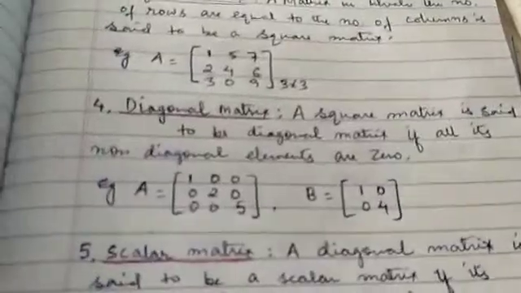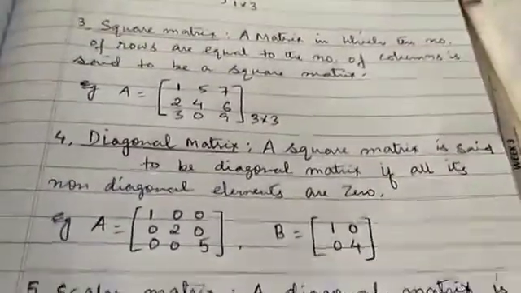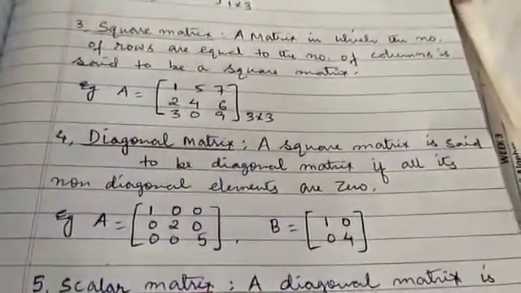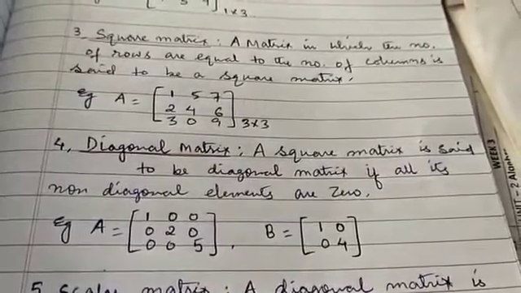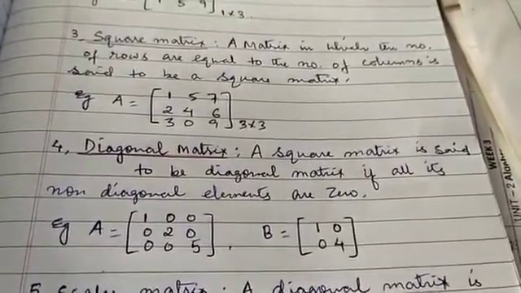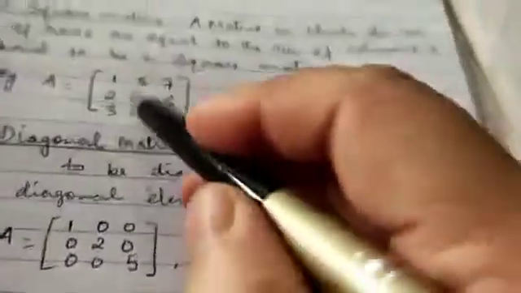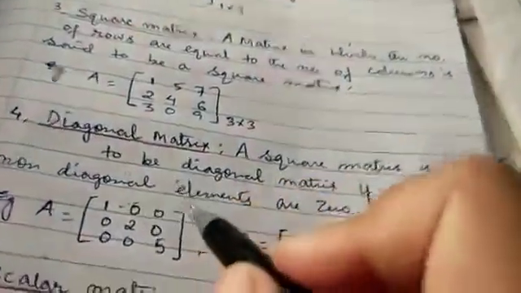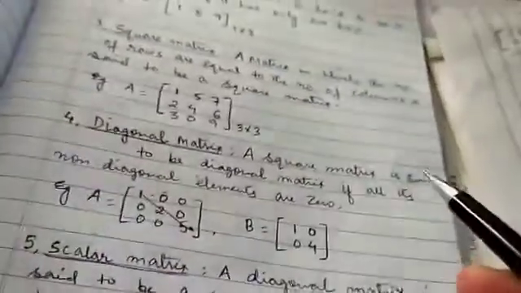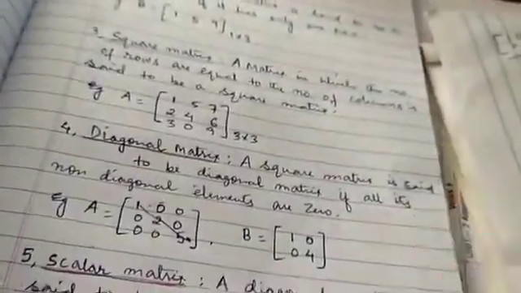We'll go for the fourth one, which is the diagonal matrix. A square matrix is said to be a diagonal matrix if all its non-diagonal elements are 0. So you have diagonals here, this value, this value. This is your diagonal elements, and the rest are all 0. Therefore, it's your diagonal elements.